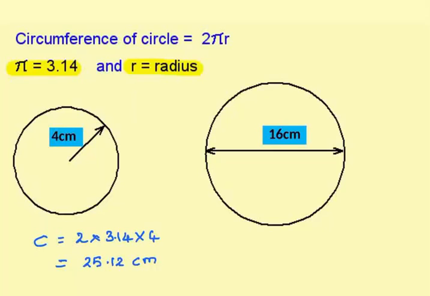For this question, we are given the diameter, so we know that the radius is equal to half of the diameter. So in this case, it is 8 centimeters. So the circumference of the circle in this case is 2 times pi, which is 3.14, times 8, which gives 50.24 centimeters.